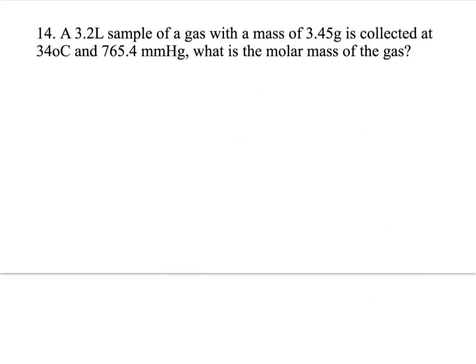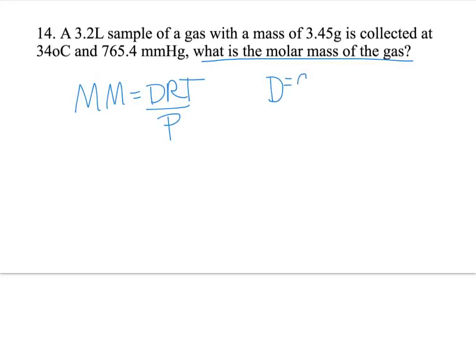A 3.2 liter sample of gas with a mass of 3.45 grams is collected at 34 degrees Celsius and 765 millimeters of mercury. What is the molar mass of the gas? So we are going to be using that d-r-t over P formula that we've talked about. So we're going to need to solve for a density. So remember we said density is mass over volume, in this case grams per liter.